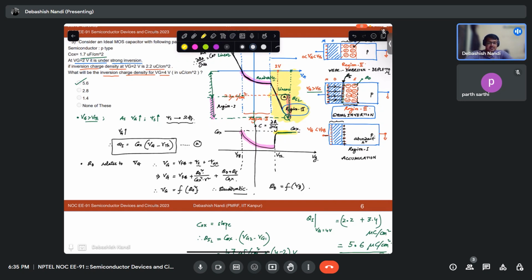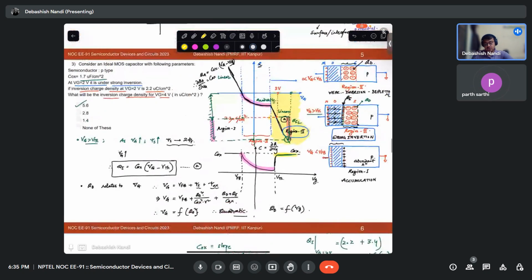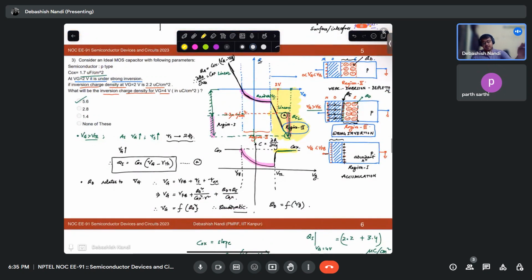So did you get that, Parth? Yes, sir. So what is the crux of the problem according to you? What did you understand from this problem? The same thing that you mentioned, that Cox will be constant in the inversion region. Cox will be constant in strong inversion region. Conventionally it is called inversion, but you try to call it strong inversion. Yes, sir. So in strong inversion region, it will be constant Cox.